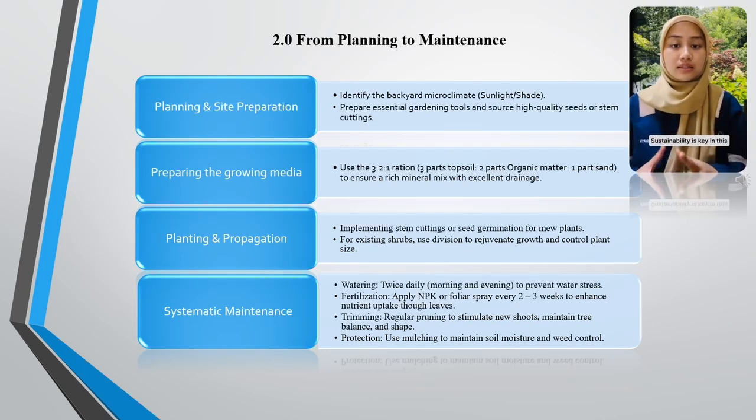Moving forward to step 3, planting and propagation. Sustainability is the key in this design. For new plants, I implemented stem cuttings or seed germination. For existing shrubs, I used the division technique to rejuvenate, grow, and control the plant size effectively.